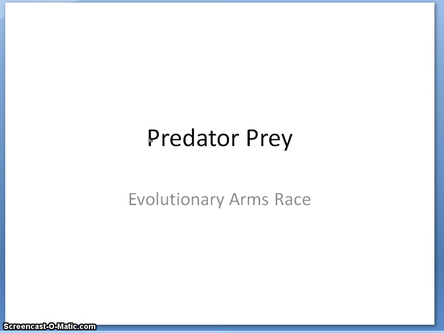Okay, in this video segment, we're going to do a little recap of the Predator-Prey game that we played outside. It's an illustration of what we are going to call an evolutionary arms race. And it shows how two species, when they interact, will be causing evolutionary changes in each other.